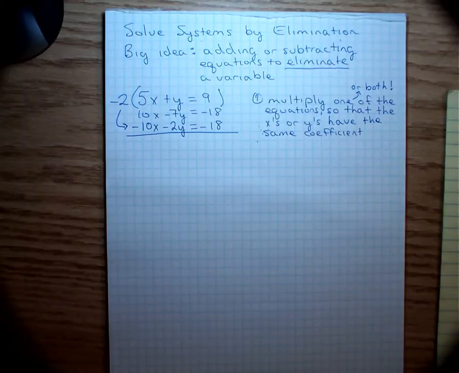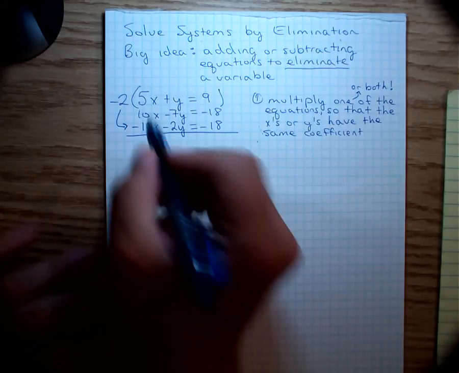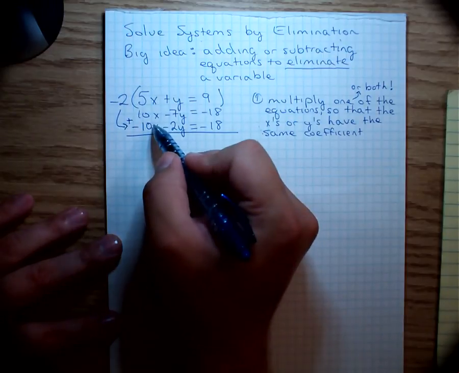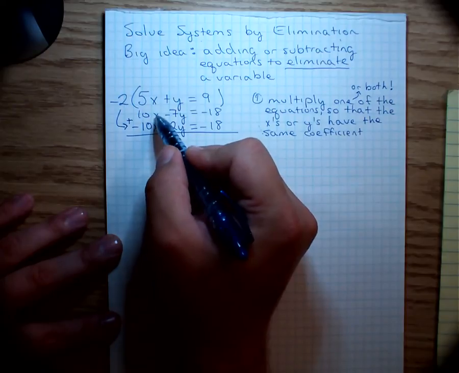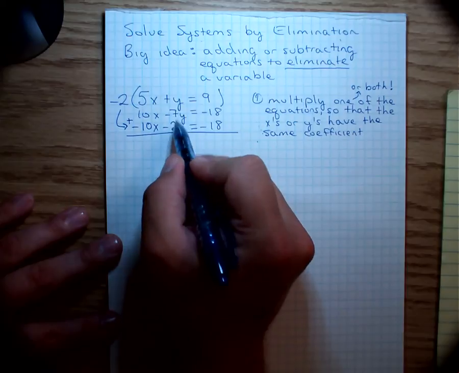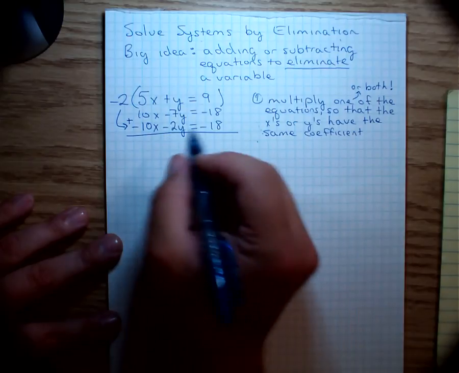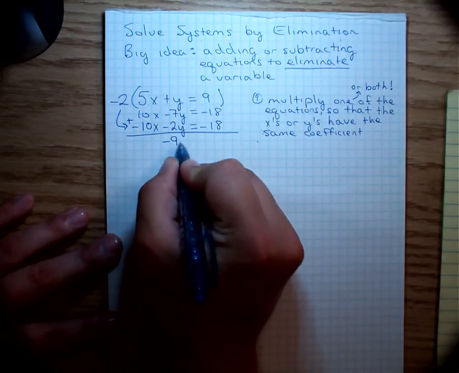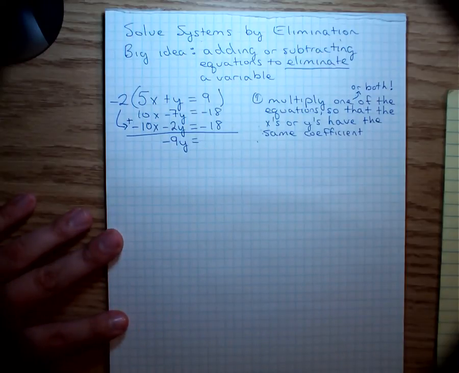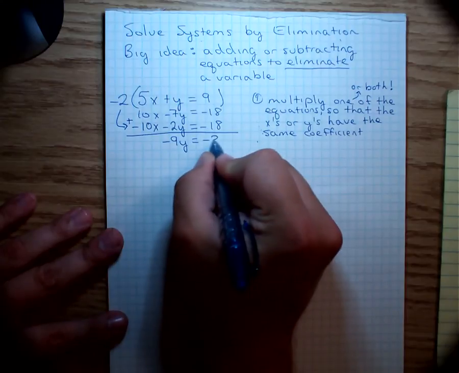Okay, so would I have to add or subtract these? We'd have to add because they have the opposite signs. So these x's would cancel out, right? And then negative 7y plus negative 2y is negative 9y, equals negative 36. I agree.